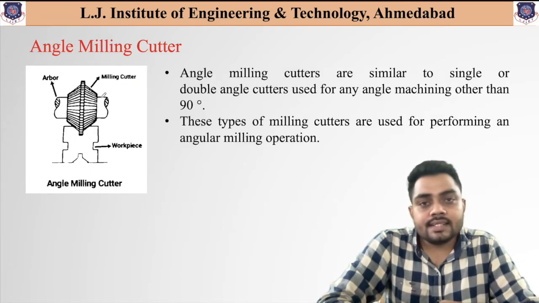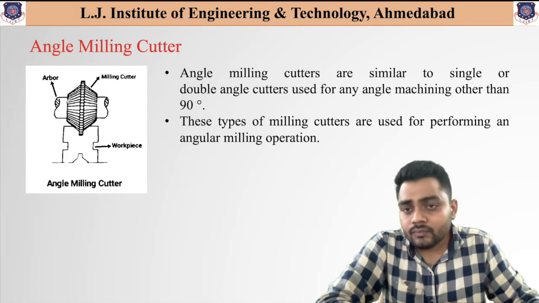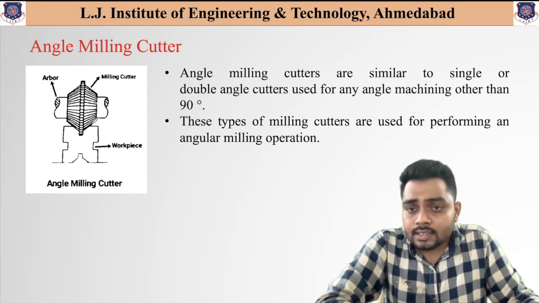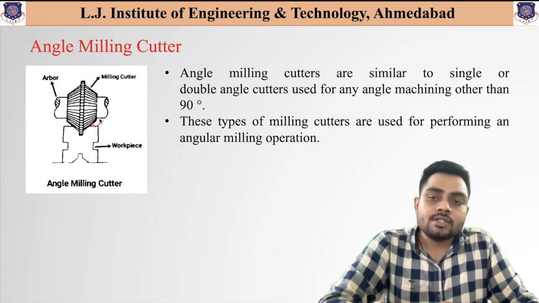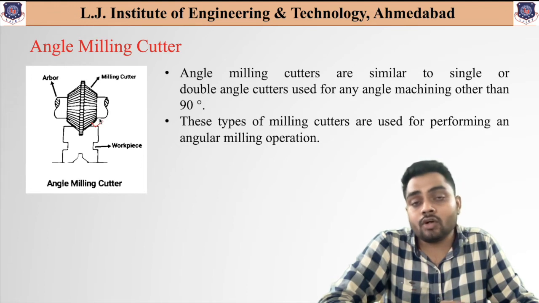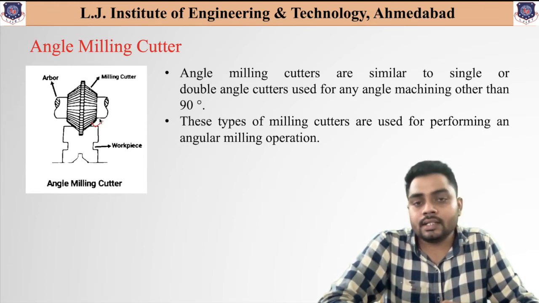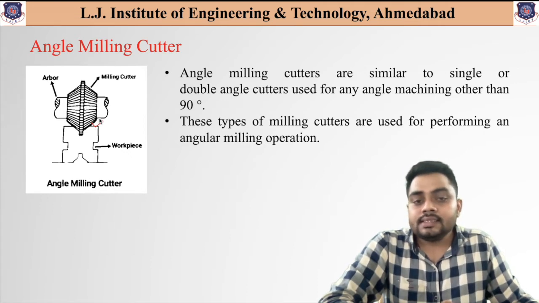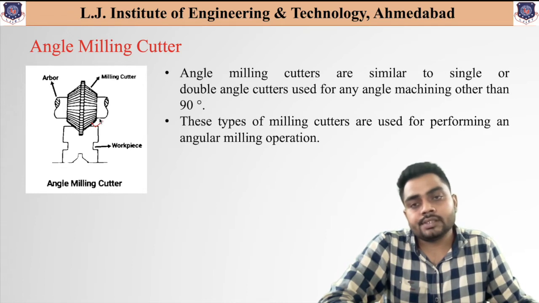Now the next one, that is the angle milling cutter. As you can see over here, in the angle milling cutter, this cutter is arranged at a particular angular position. So these angle milling cutters are used when the machining is to be performed at an angle other than 90 degrees. So in these cases, angle milling cutters are used, and this type of milling cutter is used mainly for angular milling operations.